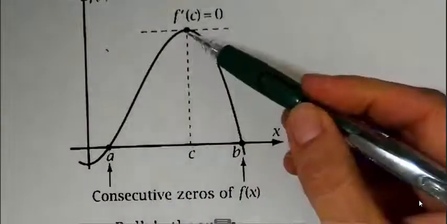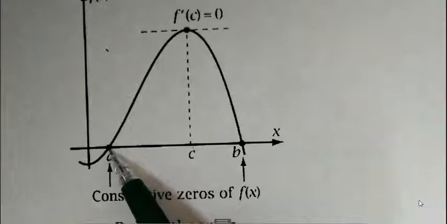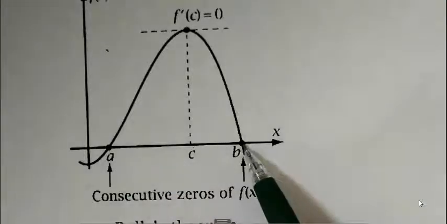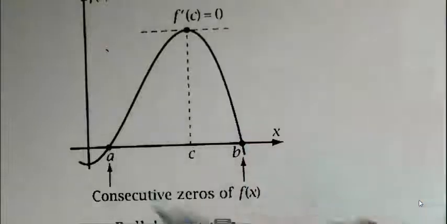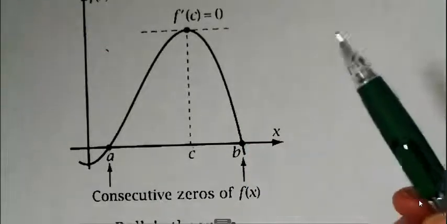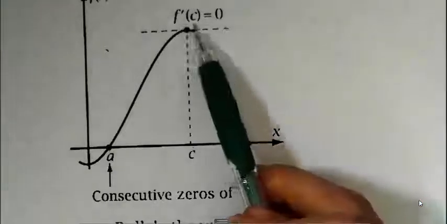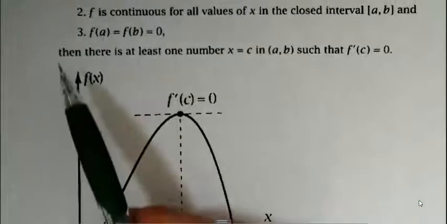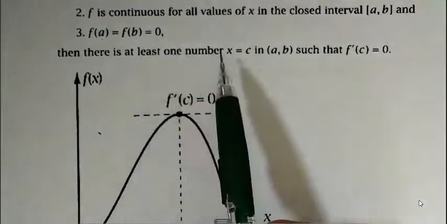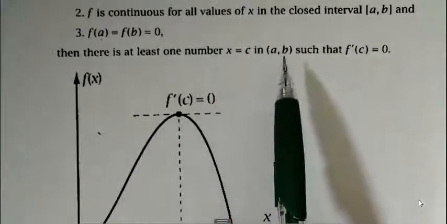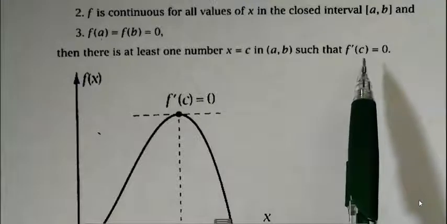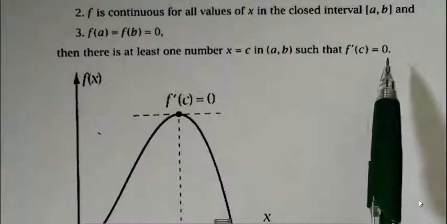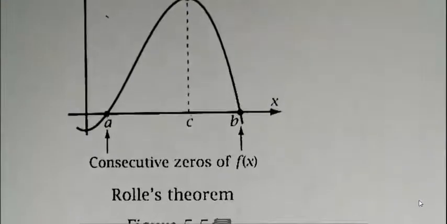Because that basically means if f of A is 0 and f of B is 0, that basically means that there's going to be a maximum or a minimum in between there somewhere. And so anytime you have a max or a min, you know that the derivative of the tangent line at that max or that min is 0. Okay, so that's all that that's saying. So then there's going to be at least one number, x equals c, in that interval such that the derivative is equal to 0. And that's Rolle's theorem.